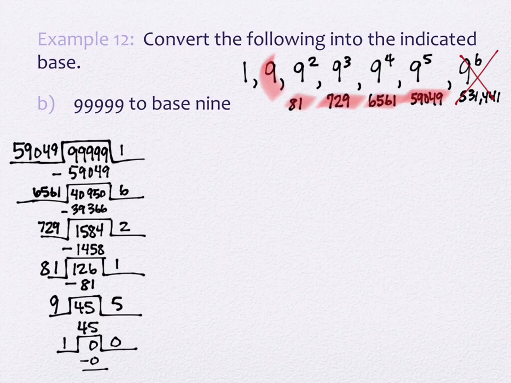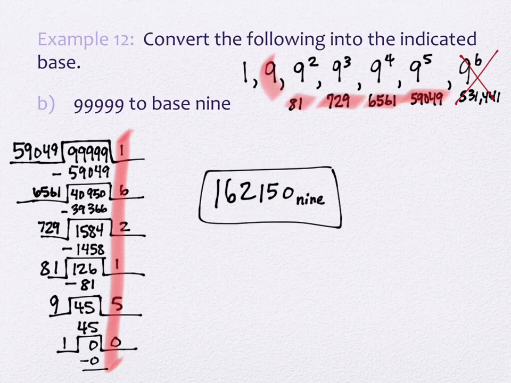How many digits are in this particular answer? 6. The answer is 162,150. Oh, that doesn't look good. Let's try again: 162,150. And what am I missing? The subscript 9. I need to write the subscript 9 next to it. This is base 9. There are 6 digits. That is not a surprise to us. We expected it to be more than 5, and it was.